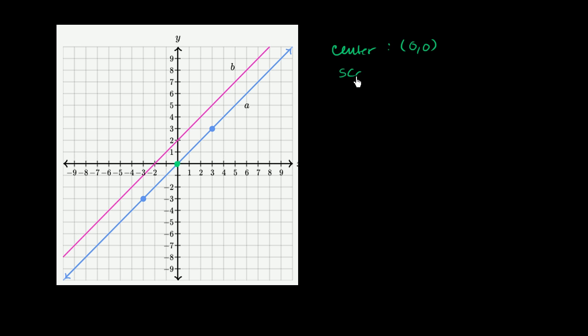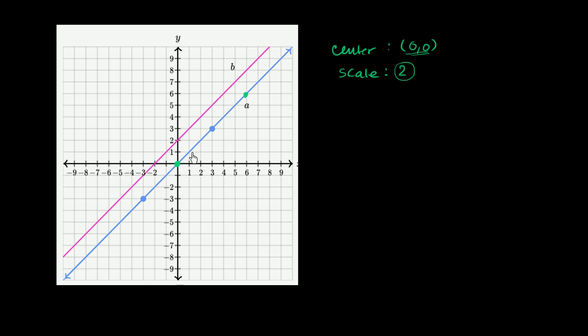And let's just pick an arbitrary scale factor. Let's say our scale factor is 2. And let's think about what happens. This means that each of the points on line A are going to get twice as far from our center of dilation after the dilation than they were before the dilation. Twice as far. So for example, this point right over here, it's 3 away in the x direction before dilation, so it's going to be 6 away in the x direction after dilation. Likewise, it's 3 away in the y direction before dilation, so it's going to be twice as far in the y direction after dilation. So it's going to go from the point 3, 3 to the point 6, 6.